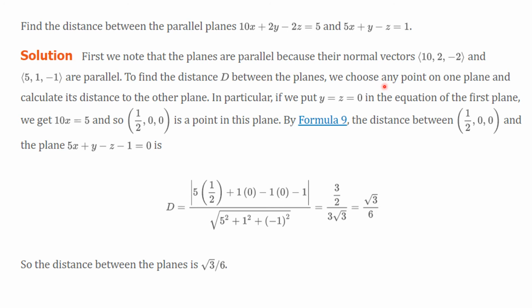Okay, the planes are parallel. We've already talked about that. And so to find the distance between the planes, we choose any point on one plane and calculate its distance to the other plane because they're all the same distance from each other. So in particular, if we put y = z = 0 in the equation of the first plane, we'll have 10x = 5, and so this point is a point in that plane. So the distance between that point and this plane is given by this equation. We plug in all the numbers and we get the square root of 3 over 6. So that is the distance between the two planes.